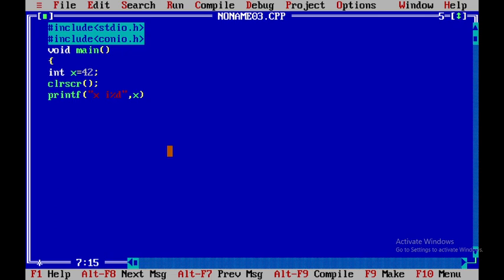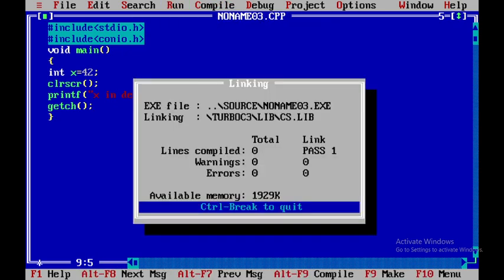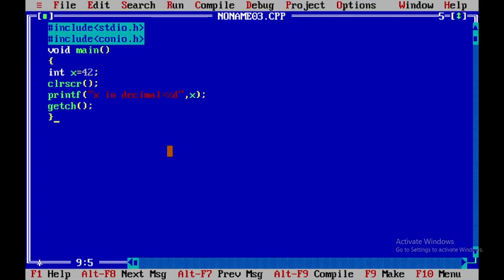Or x in decimal is equal to x, and getch. Now if we compile this, the error is 0, and if we run, you will get the value of x in decimal, which is 42.